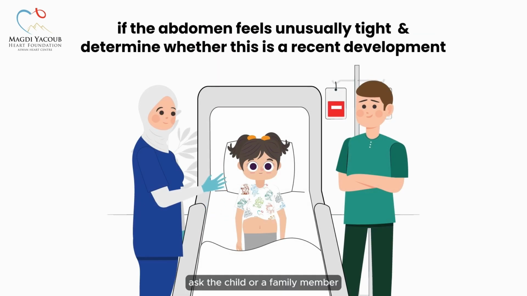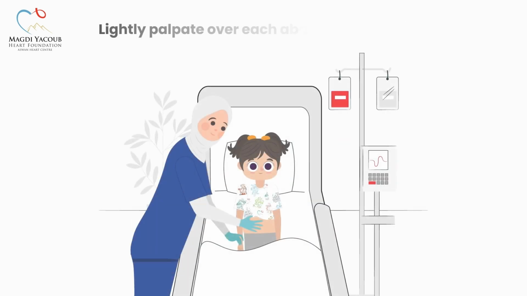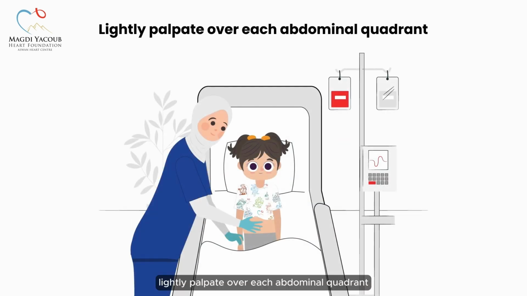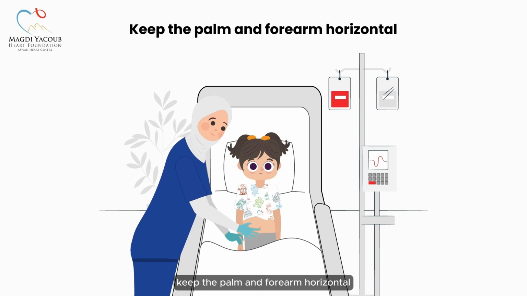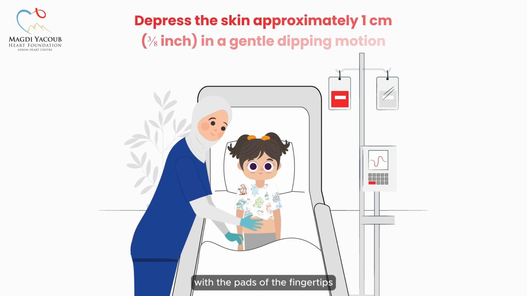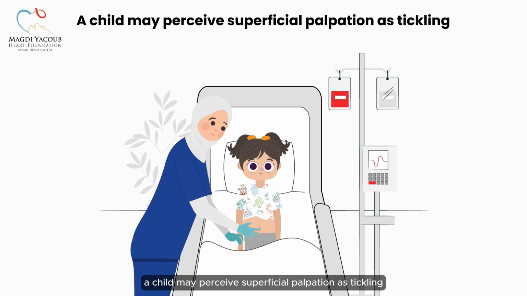Ask the child or a family member if the abdomen feels unusually tight and determine whether this is a recent development. Lightly palpate over each abdominal quadrant, laying the palm of the hand with fingers extended and approximated lightly on the abdomen. Keep the palm and forearm horizontal. With the pads of the fingertips, depress the skin approximately 1 centimeter, 3/8 inch, in a gentle dipping motion. A child may perceive superficial palpation as tickling.